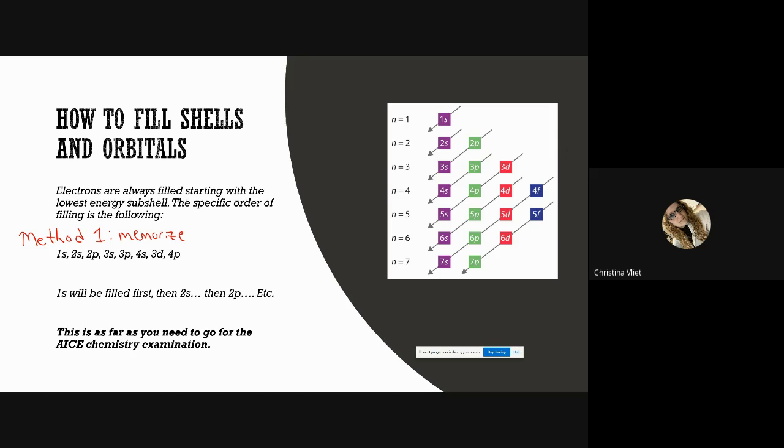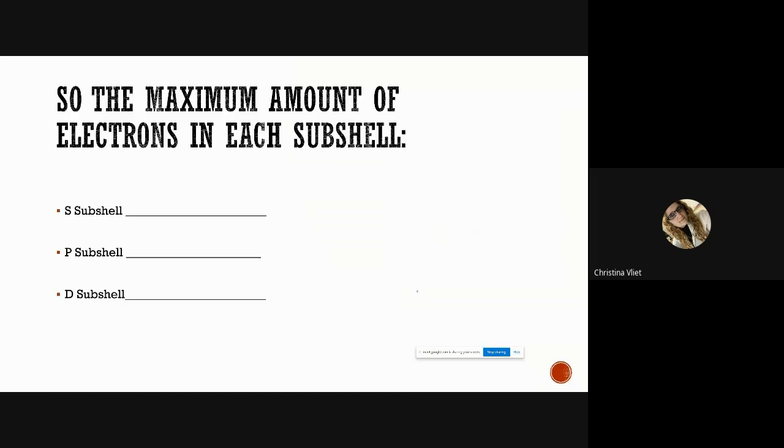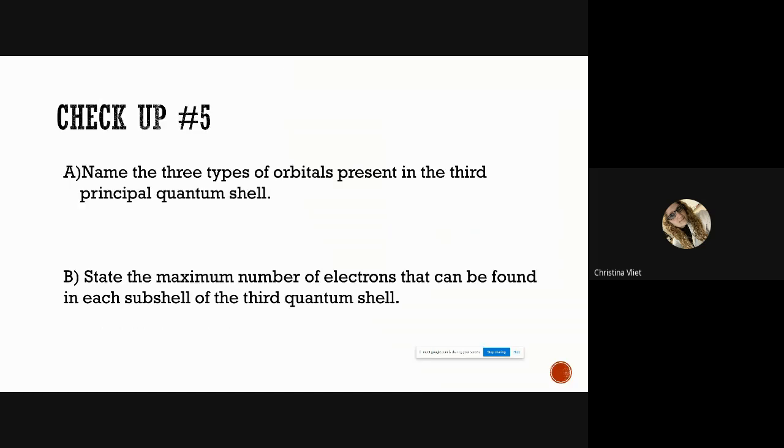However, you do have a periodic table. Cambridge gives you a periodic table to use on your exam. So my preferred method, what I would encourage you to use to do electron configurations, is to use your periodic table to come up with that. So how does that work? Beforehand, let's answer a couple of checkups from the book.